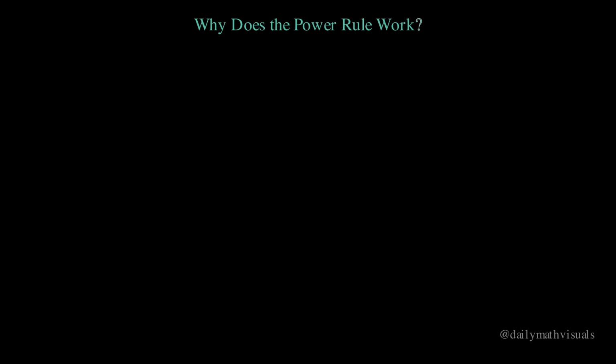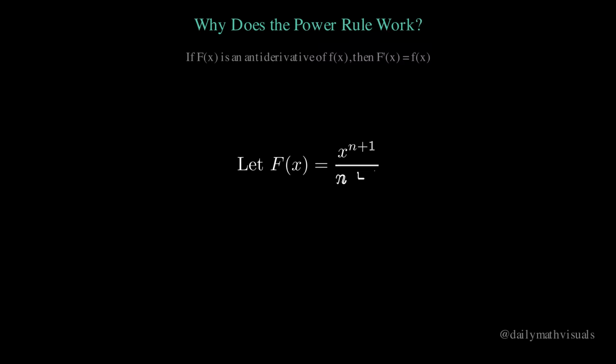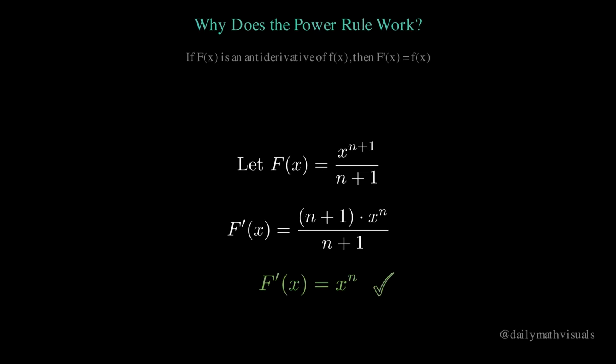But why does this rule work? Let's verify it. Remember, if capital F of x is an antiderivative of f of x, then the derivative of capital F equals f. Let's check. If F of x equals x to the n plus 1 over n plus 1, taking the derivative using the power rule for derivatives, we bring down the exponent n plus 1 and reduce the power by 1. The n plus 1 cancels, and we get x to the n. That's exactly our original function, so the power rule is verified.